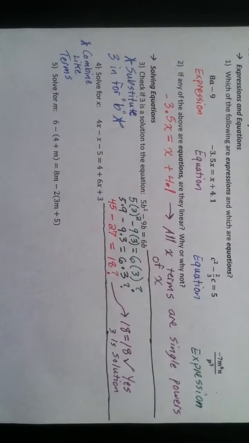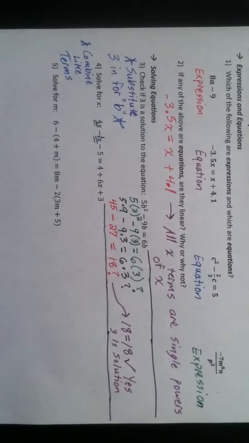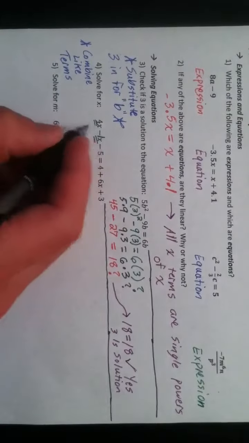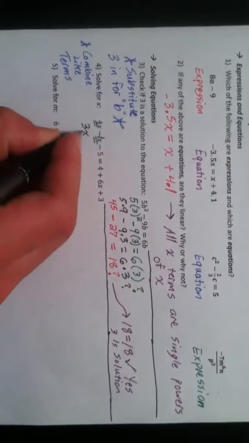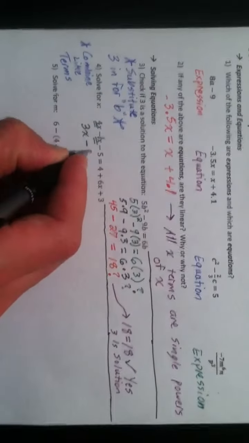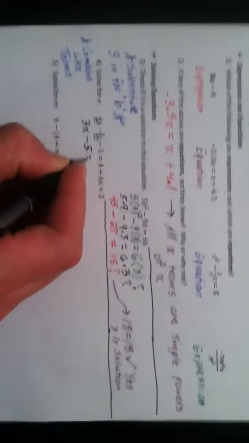We can come through here on the left-hand side. We can think of this as 4x minus a single x. Since they're both single x terms, we can combine those. Those are like terms. So 4x minus the 1x is going to give us 3x. The minus 5 is not a like term, so we just bring down the minus 5.